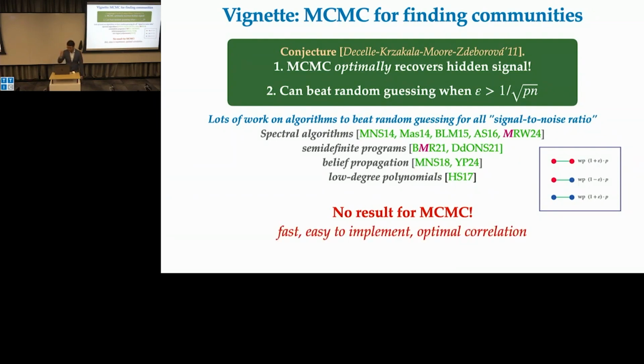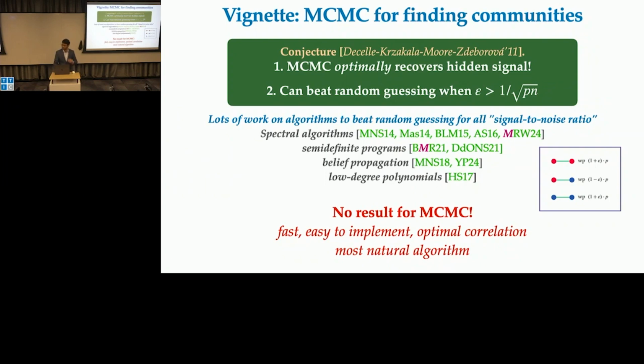And now getting a result for the natural Markov chain isn't just a matter of presenting yet another algorithm. The Markov chain apparently runs fast. It's easy to implement. As you saw when I described the algorithm, it's something you could have implemented in like 6 or 7 lines of code. And it also has this added benefit of seemingly achieving optimal correlation. And maybe this is a more personal aesthetic thing, but I also find this to be the most natural algorithm for this problem.